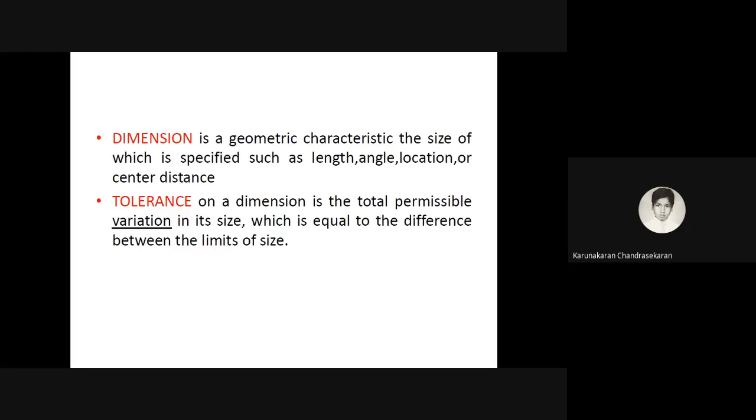Then what is a tolerance? Tolerance is a dimension which is the total permissible variation in its size. How much permissible variation, plus or minus, which is equal to the difference between two limits of size. So that particular term is known as tolerance. So we have unilateral tolerance and bilateral tolerance.